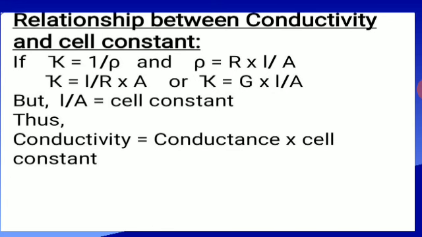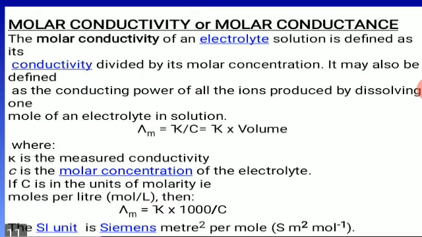There is a relation between conductivity and cell constant. Kappa is the reciprocal of specific resistivity. So rho, we know, is R into A upon L. So kappa is equal to 1 upon R into L upon A. So kappa is equal to conductance into L upon A. 1 upon R is your conductance and L upon A is your cell constant. So conductivity is equal to conductance into cell constant.